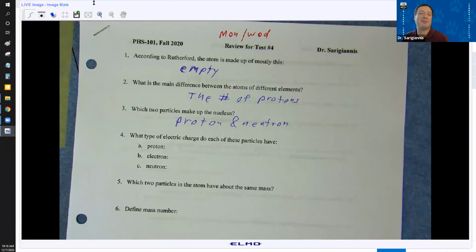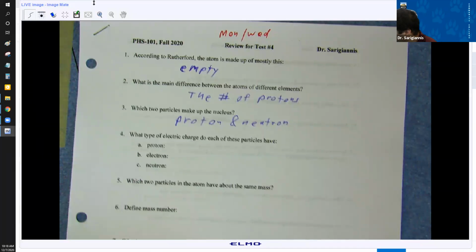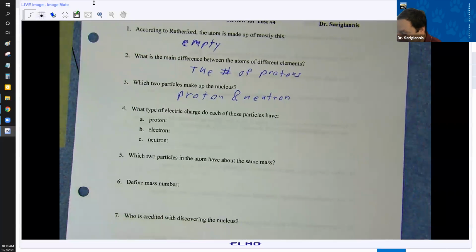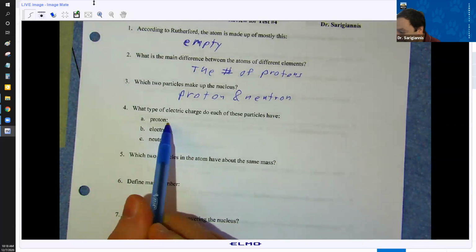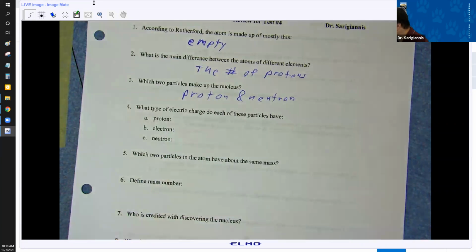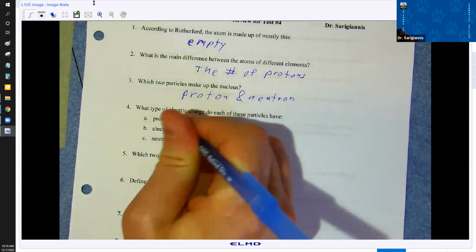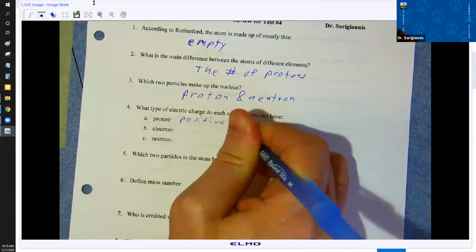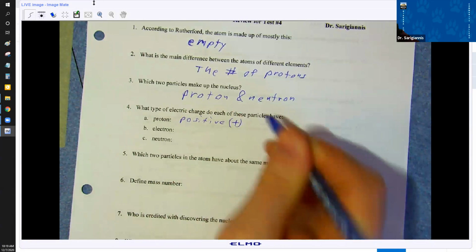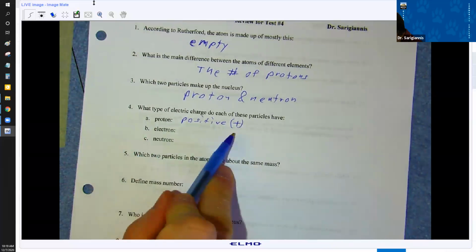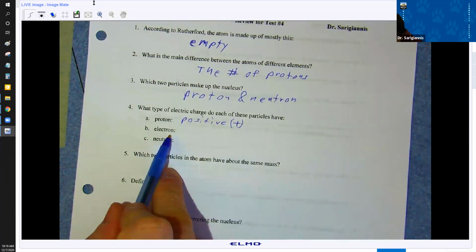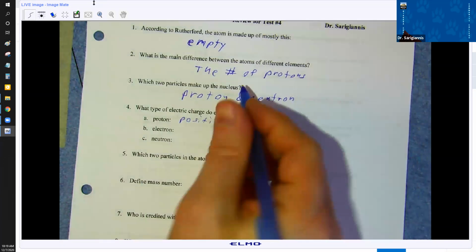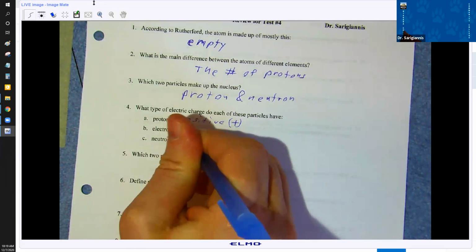Okay. What type of electric charge do each of these particles have? I'll just go over these unless you really want to shout out the answer. So proton, does anyone want to answer this? Or I'll just write them out. So proton has a positive charge. Remember the protons are in the nucleus, they have a positive charge. The electrons are in orbitals or spaces around the nucleus, and they have a negative charge.